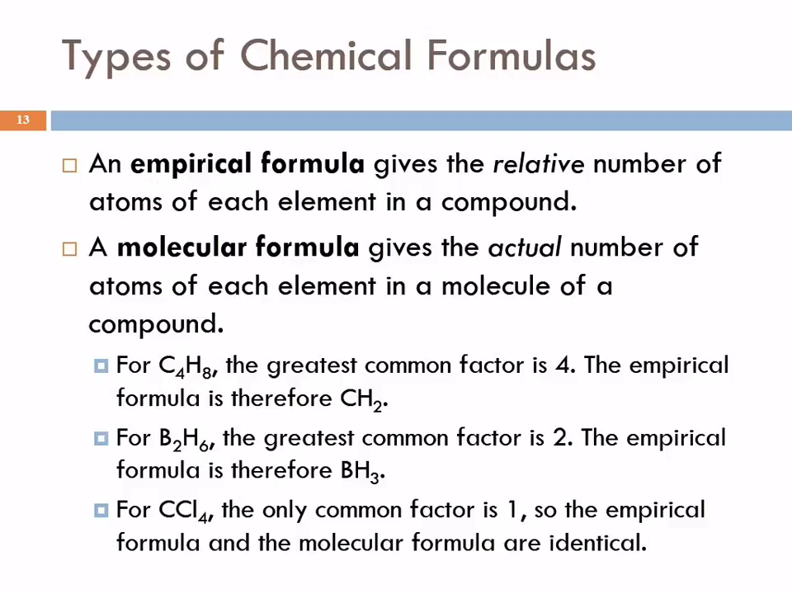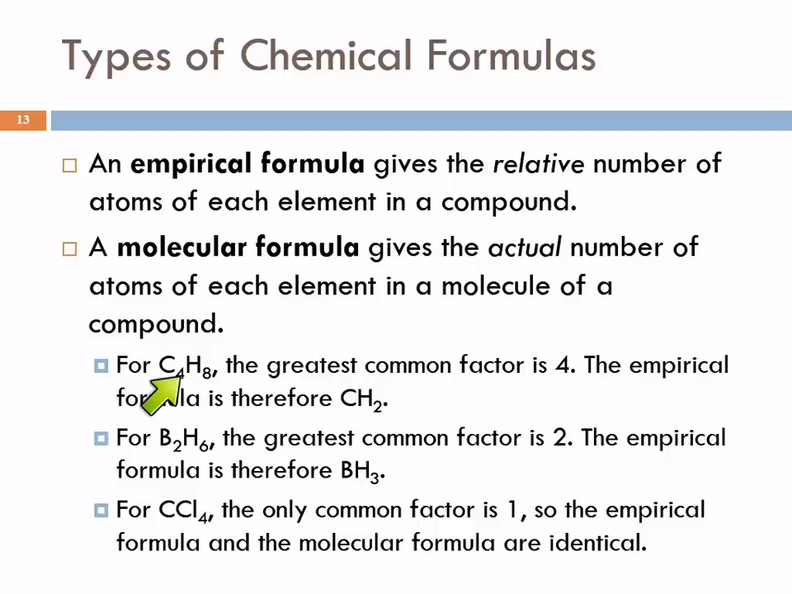Empirical is a word that means from experiment. And so this is something that's determined experimentally, and we'll actually do a lab where we find the empirical formula of a compound. The relationship between the empirical and the molecular formula is that the molecular formula is some multiple of the empirical formula. It could be 1 or 2 or 3 or 5. So let's look at some examples.